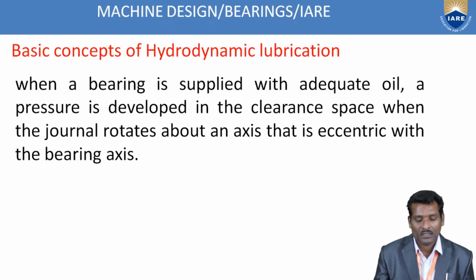As we discussed in an earlier session, the bearing is supplied with sufficient oil. Sufficient pressure is developed in the clearance space. This happens when the journal rotates about an axis that has an eccentricity with the bearing axis. Eccentricity we have already discussed in the previous session.